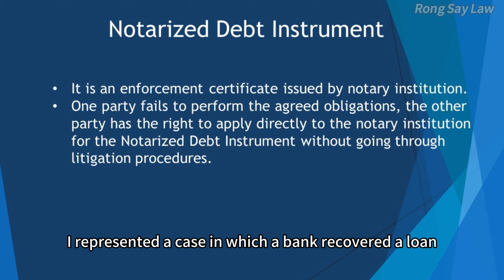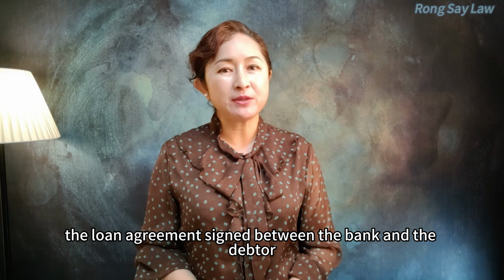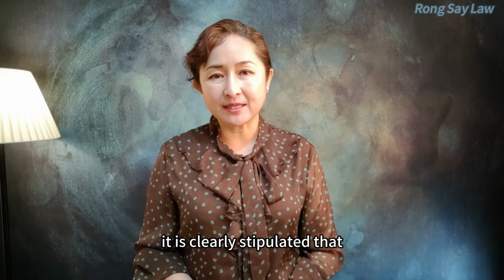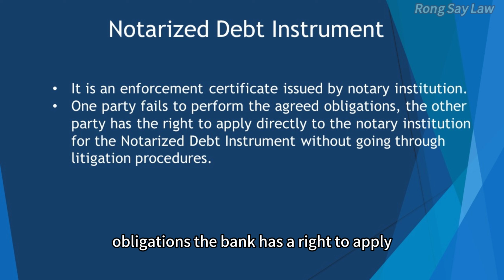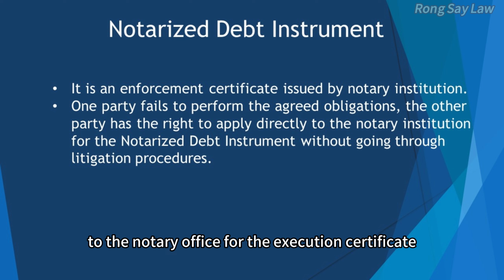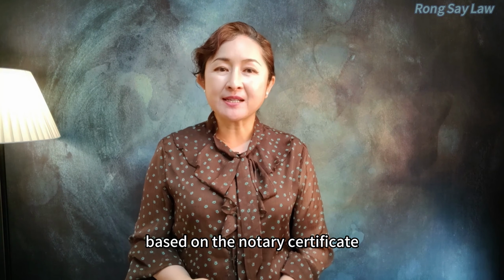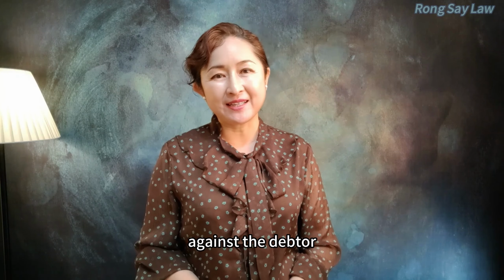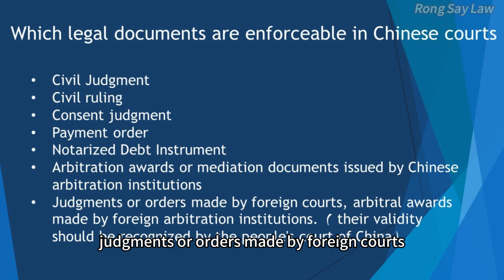For example, I represented a case in which a bank recovered a loan from a debtor. The loan agreement signed between the bank and the debtor was notarized by a notary institution. It is clearly stipulated that after the debtor fails to perform the agreed payment obligations, the bank has a right to apply directly to the notary office for the execution certificate without going through litigation procedures. Based on the notary certificate, the bank directly applied to the court for the execution against the debtor and collected the money.